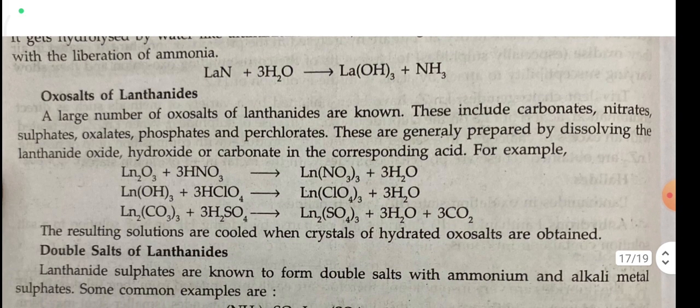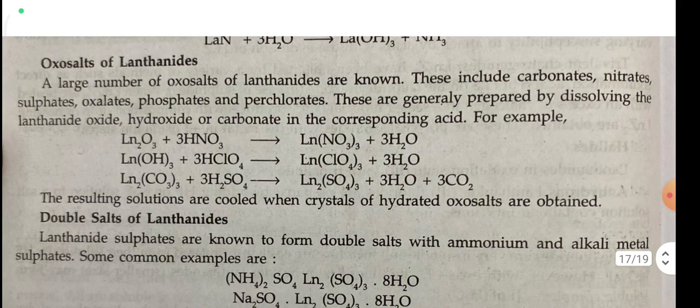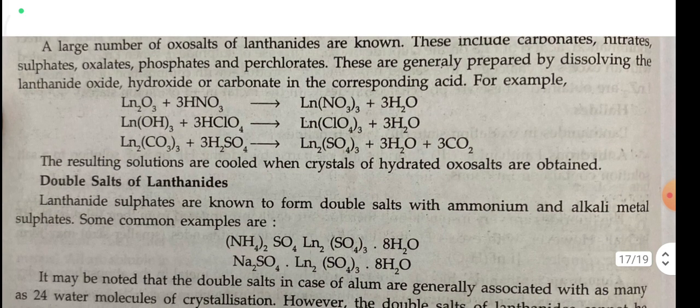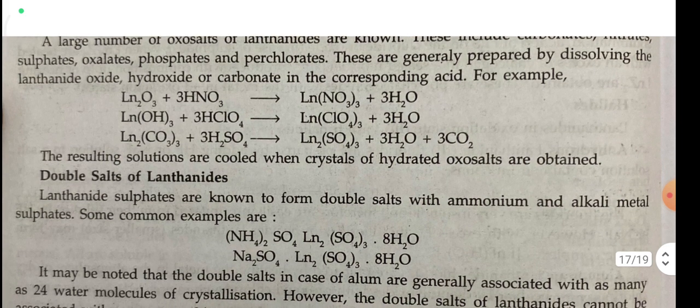Oxosalts of lanthanides. A large number of oxosalts of lanthanides are known. These include carbonate, nitrate, sulfate, oxalate, phosphate, and perchlorates. These are generally prepared by dissolving the lanthanide oxide, hydroxide, or carbonate in the corresponding acids.